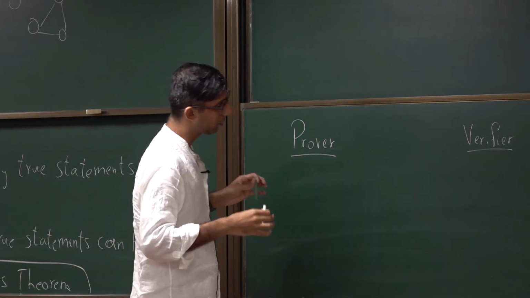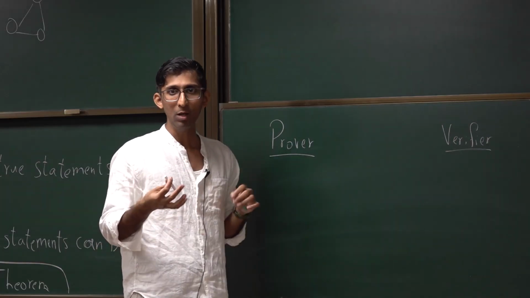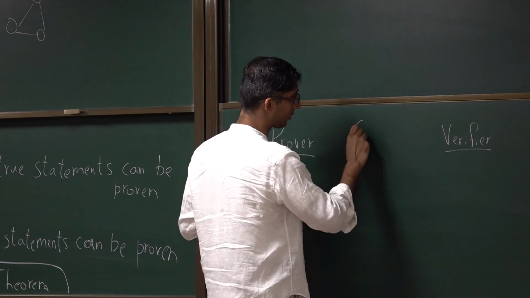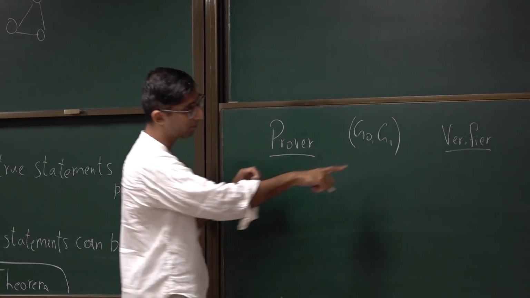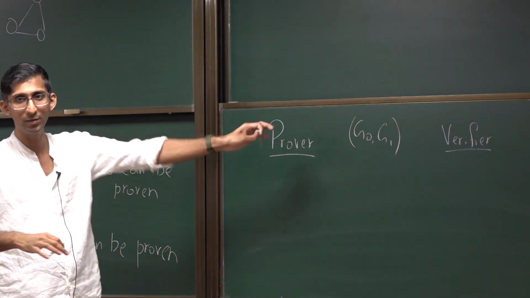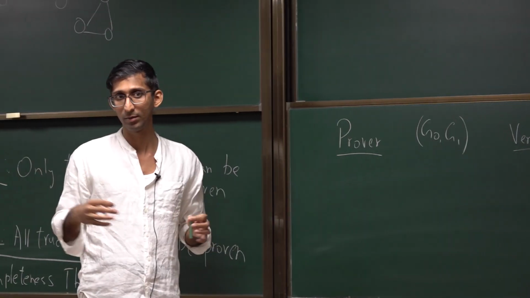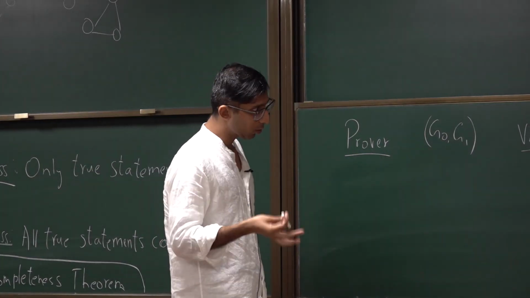So you can think of this as an interactive protocol. And the input to the protocol, which both the prover and the verifier get, is going to be this pair of graphs, some G0 and G1. I'm writing it in the middle because this is given both to the prover and the verifier. Okay, so they both have this, and now the prover is trying to prove to the verifier that the graphs are different, that they are not isomorphic.